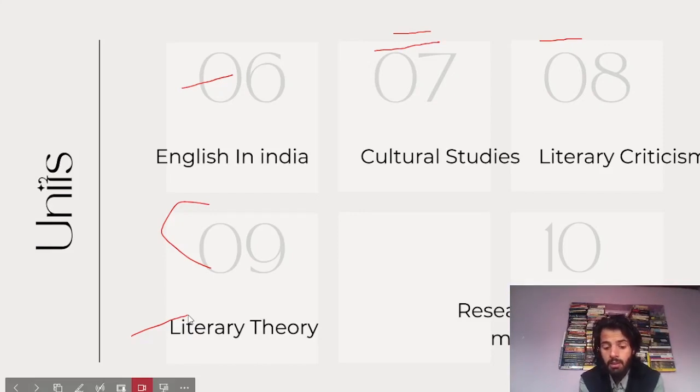So in literary theory, you will start from Russian formalism, then you will go to new criticism, then structuralism, then post-structuralism, then deconstruction, postmodernism, reader-response theory. You will go to Marxism, feminist Marxism, feminism, queer and lesbian theory, ecofeminism, eco-criticism, and post-colonialism.